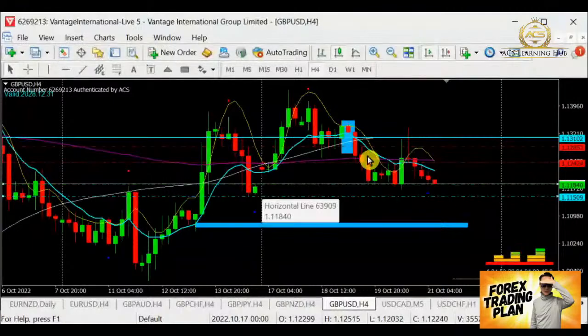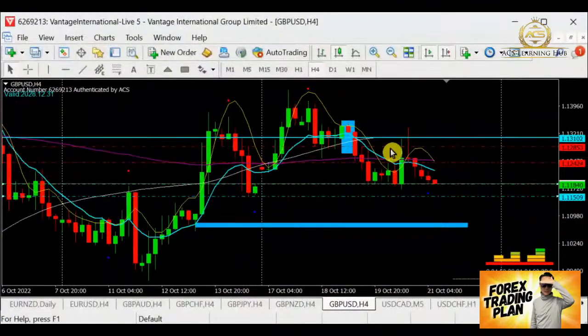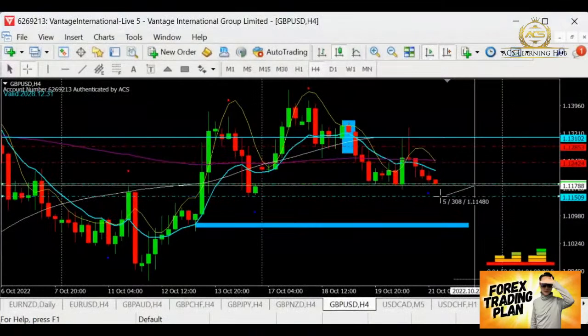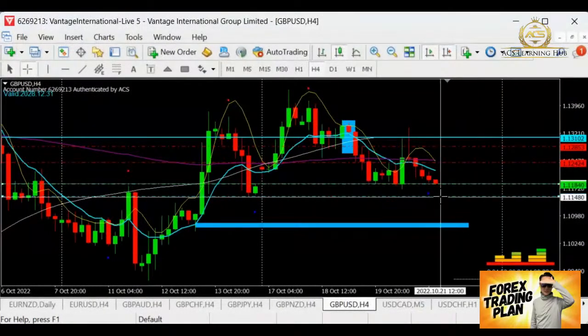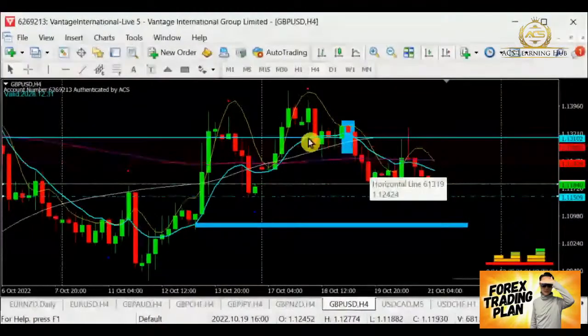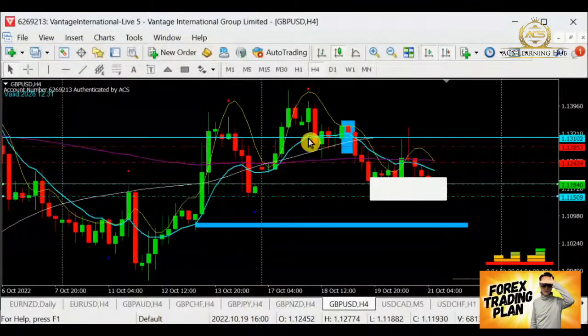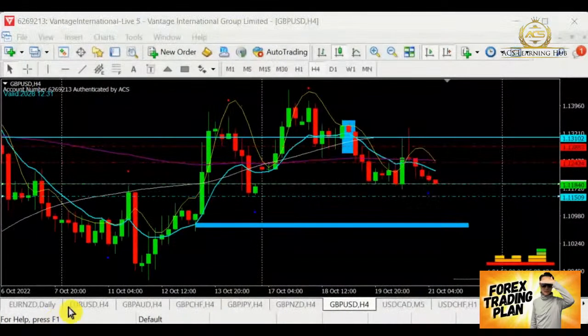Okay, because now we are meeting up with the support. Right, so one support, one zone here, and after that, the next zone will be coming in 30 pips. Then after that, I'm going into the 70. Right, so that is the good one. That's the one that I'm going to focus on for pound dollar. So I'm going to put pound dollar into my watch list.